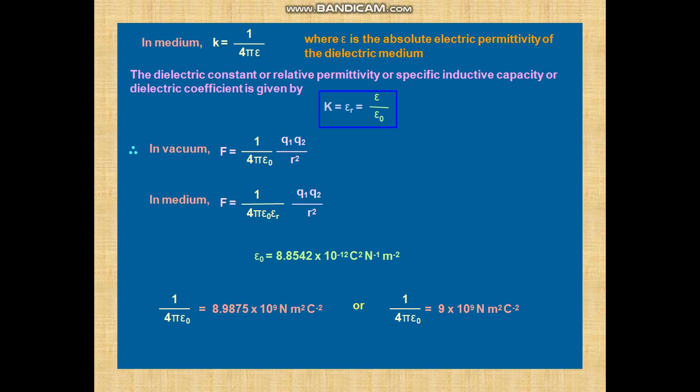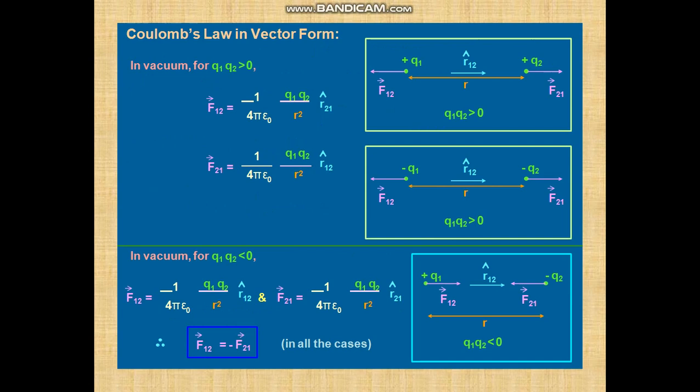Here the value of epsilon naught equals 8.8542 into 10 raised to the power minus 12 Coulomb square per Newton per meter square. If we put this value of epsilon naught in k, then the value of k, meaning 1 upon 4 pi epsilon naught, becomes approximately 9 into 10 raised to the power 9 Newton meter square per Coulomb square. Now the Coulomb's law in vector form.